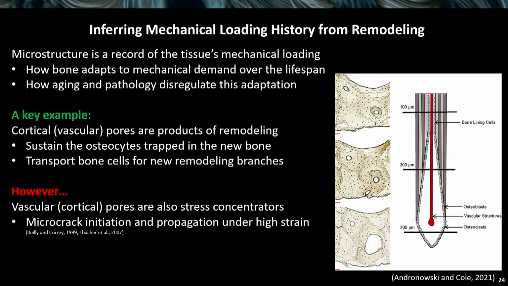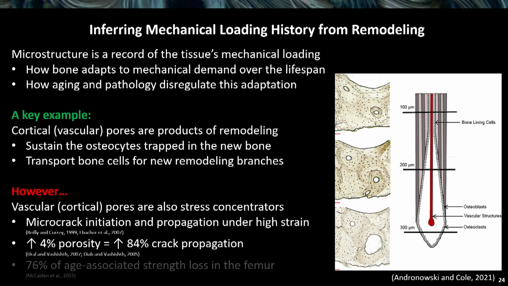And this means that those microscopic cracks that we use to diffuse energy in the bone can actually get into those pore systems or initiate in the pore systems and propagate into an actual fracture under high strain. So for example, an increase of only 4% porosity leads to 84% increase in crack propagation. And 76% of age-associated loss of strength in the femur is due to cortical porosity.